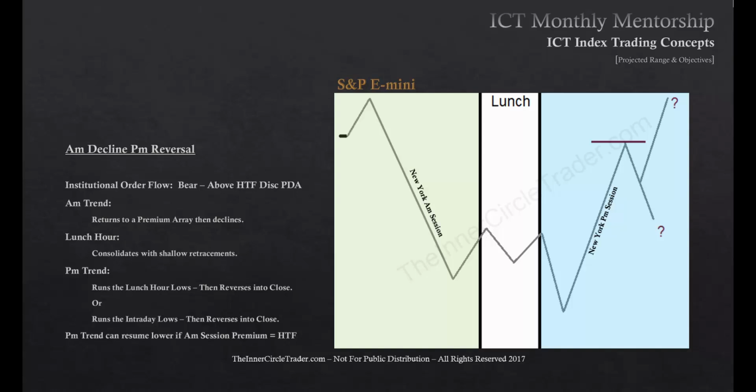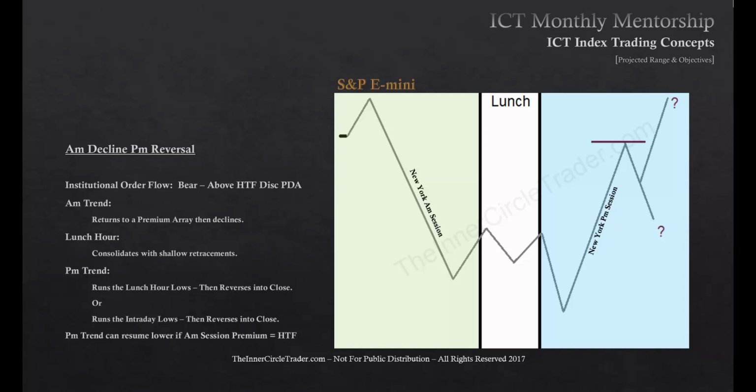The PM trend can resume lower if the AM session premium array equals a higher time frame premium array. So everything we just mentioned for an AM rally, PM reversal in relationship to what the higher time frame array may be: if the AM session premium array that it trades up to and sells off from equals a higher time frame 4-hour, daily, weekly, or monthly premium array, it can be returning back to it in the PM session to recapitalize that same level and then go lower and resume lower.